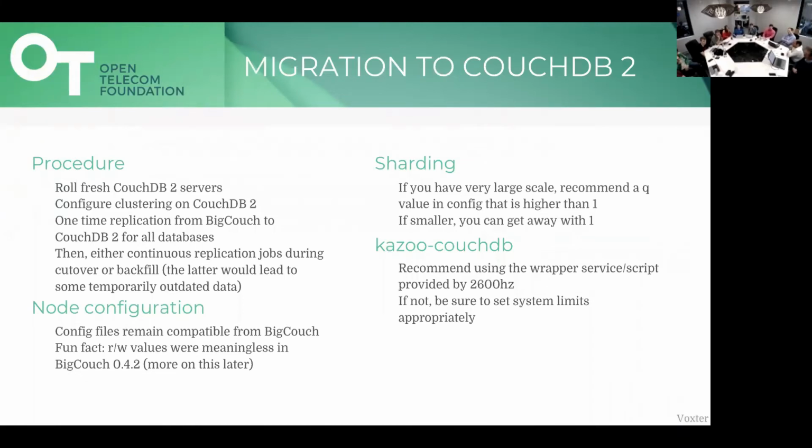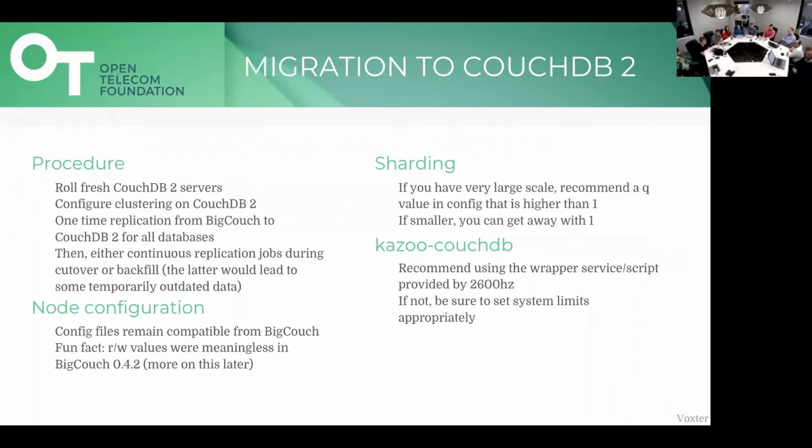And perform a one-time replication from your old BigCouch cluster to CouchDB 2 using the built-in replicator tool. That'll be the easiest way to do that. It's a one-time because you're going to do one big batch to start, and you'll probably want to switch to a continuous replication job just before your cutover, so that during cutover you make sure everything's in sync, and then turn the key, and then you'll be on Couch 2.